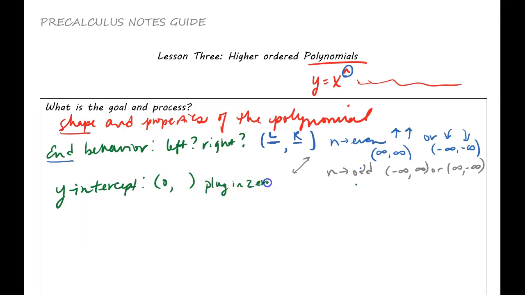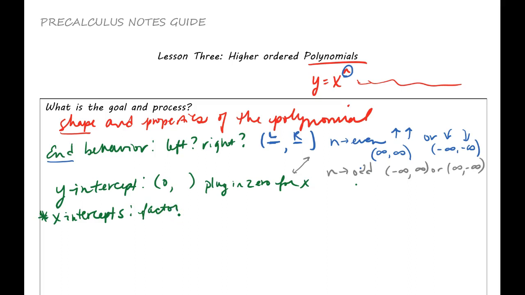Plug in 0 for x, and that would be your y-intercept, okay? X-intercepts will be the trickiest thing to find. I'm going to put a star by them because that's where you won't like this, okay? I'm going to keep it easy because this is just an introduction, so all of mine are going to factor, all right?